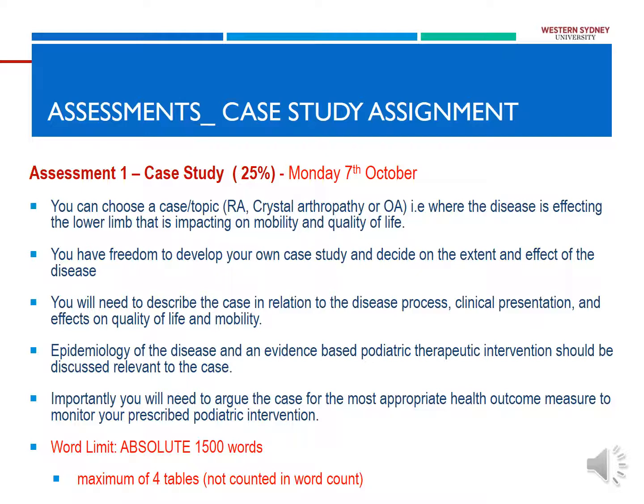So you can use these tables really wisely to provide yourself a really nice summary of the evidence around your case. And this is also a very good learning tool that you can actually take into your following units as well.